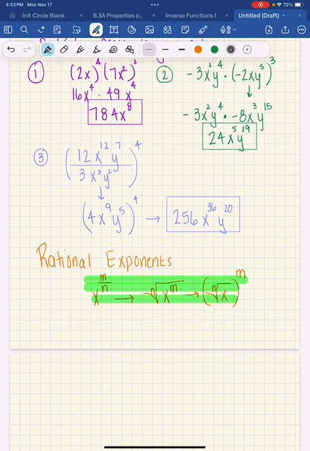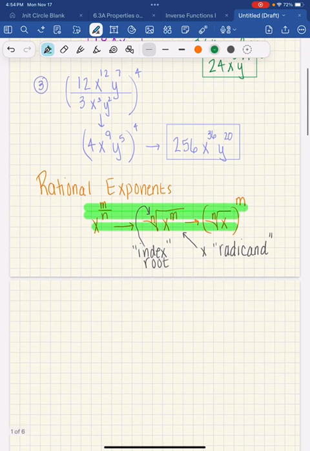The n is called the index. It's also the root. Okay. And what is under the root? The x is referred to as the radicand. What is under the root is called the radicand. It's a radical. So first, let's just practice going back and forth between the forms.